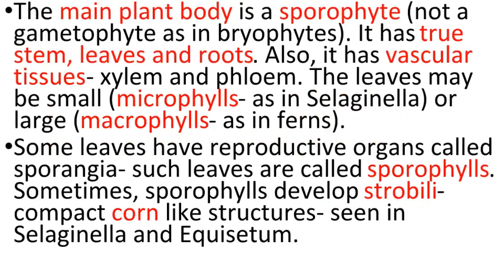The main plant body is a sporophyte, not a gametophyte as in bryophytes. It has true stem, leaves and roots. Also, it has vascular tissues, xylem and phloem. The leaves may be small, microphylls as in Selaginella, or large, macrophylls as in ferns. Some leaves have reproductive organs called sporangia. Such leaves are called sporophylls. Sometimes, sporophylls develop strobili, compact cone-like structures seen in Selaginella and Equisetum.